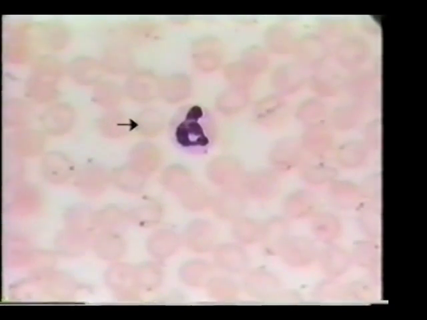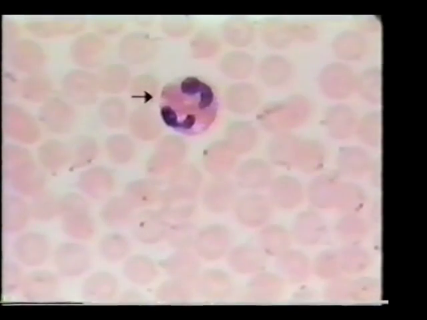The first granulocyte we will observe is the neutrophil. It is the large cell in the center of the slide. It has several lobes in the nucleus, and it is the most abundant white blood cell. The second granulocyte we will observe is the eosinophil. Its nucleus is bilobed, and it is easy to recognize because its cytoplasm stains red.